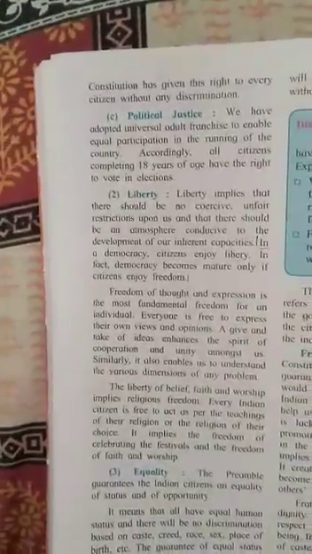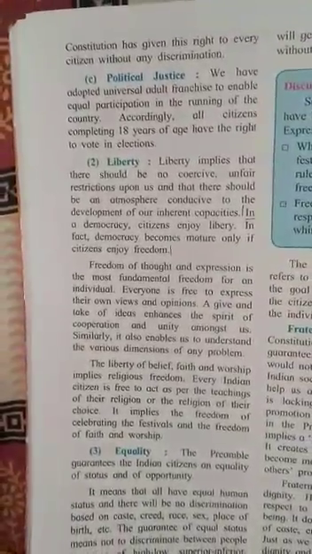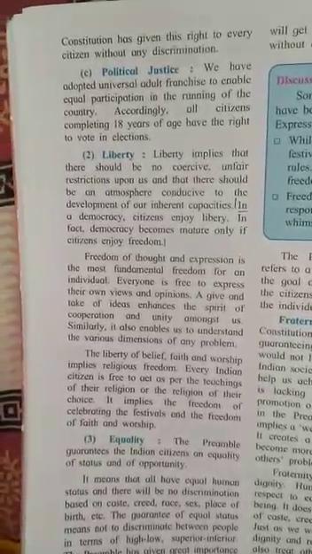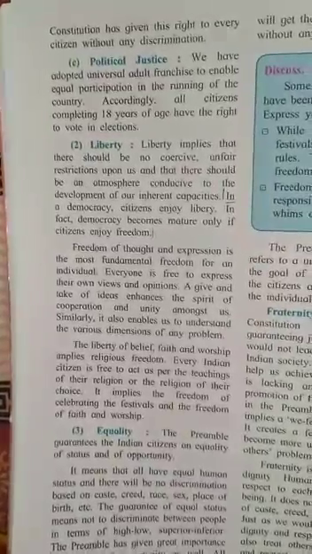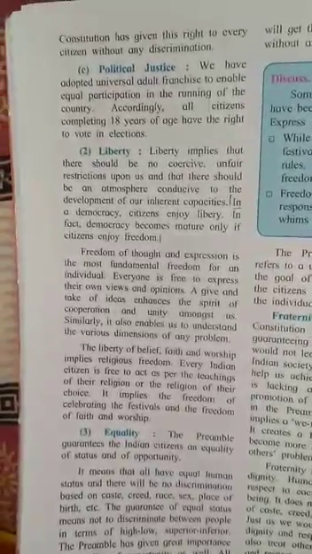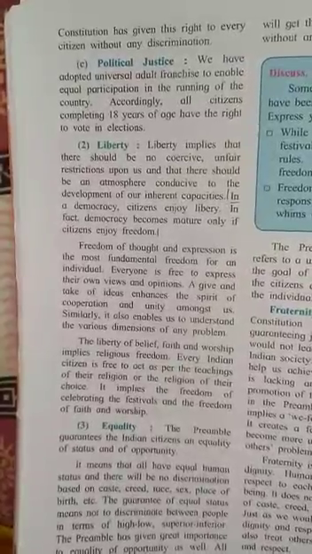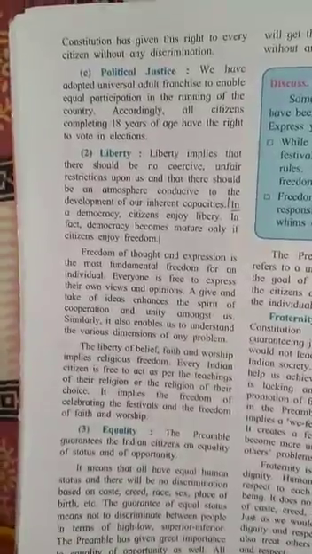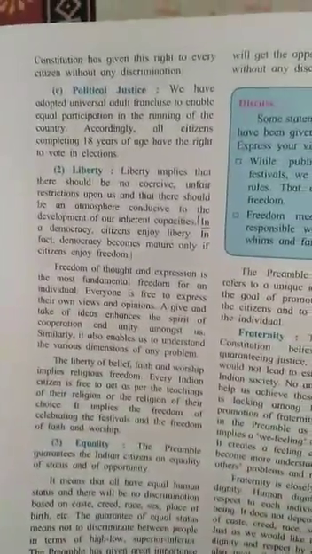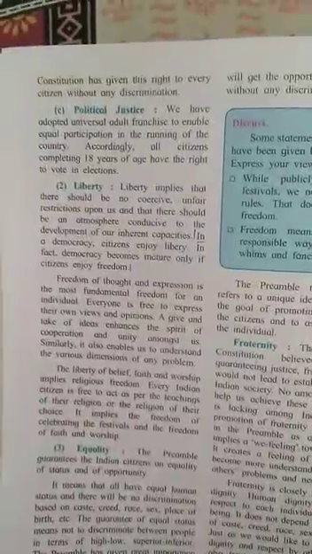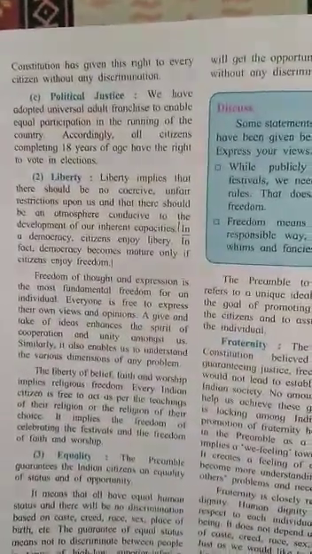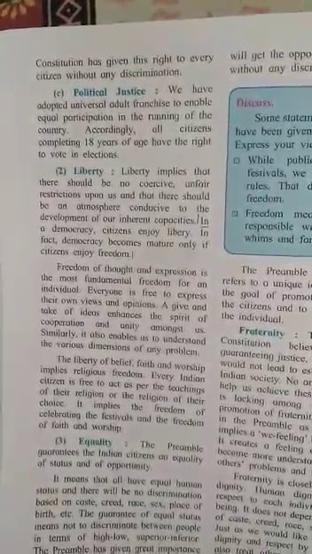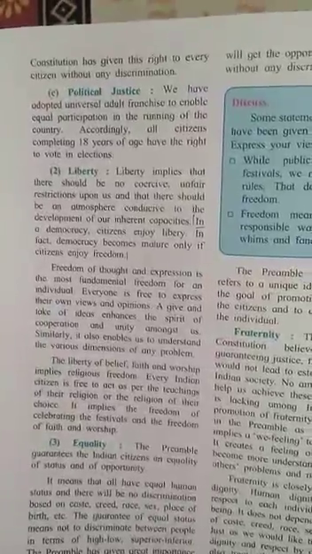Then next is political justice. We have adopted a universal adult franchise to enable equal participation in running of the country. Accordingly, all citizens completing 18 years of age have the right to vote in elections. Look here, every girl and boy who completes 18 years of age has the right to vote in elections. Okay.